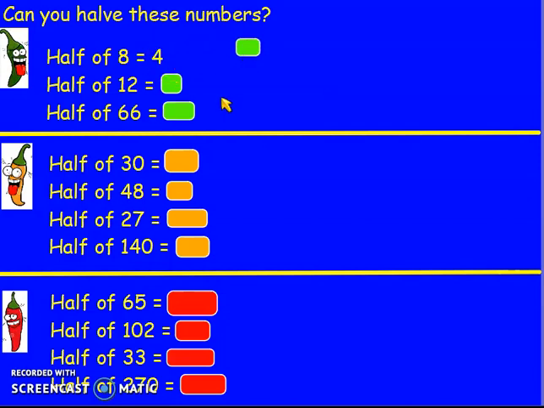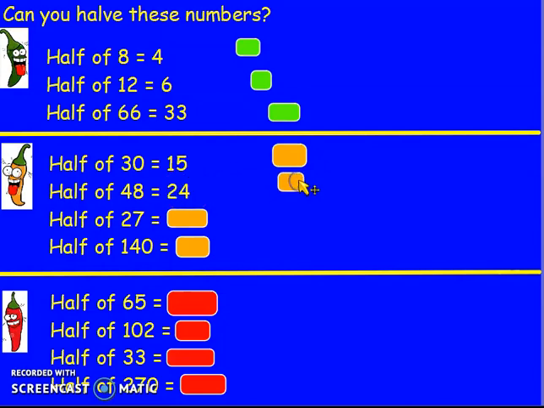Half of 12 equals 6. Half of 66 equals 33. Half of 30 equals 15. Half of 48 equals 24. Half of 27 equals 13.5. Half of 140 equals 70.